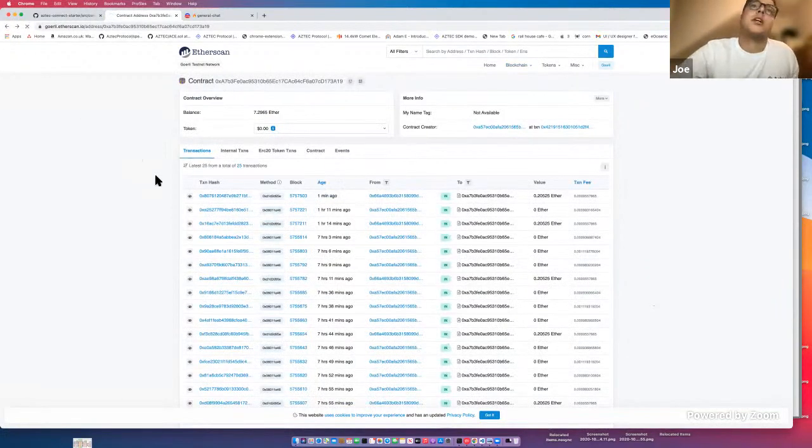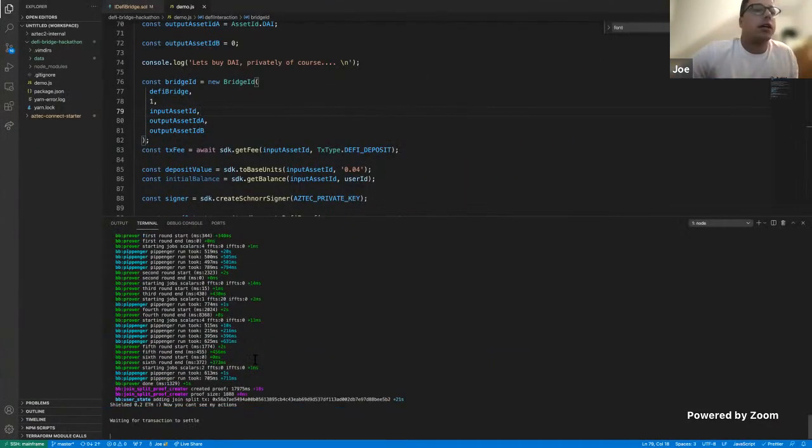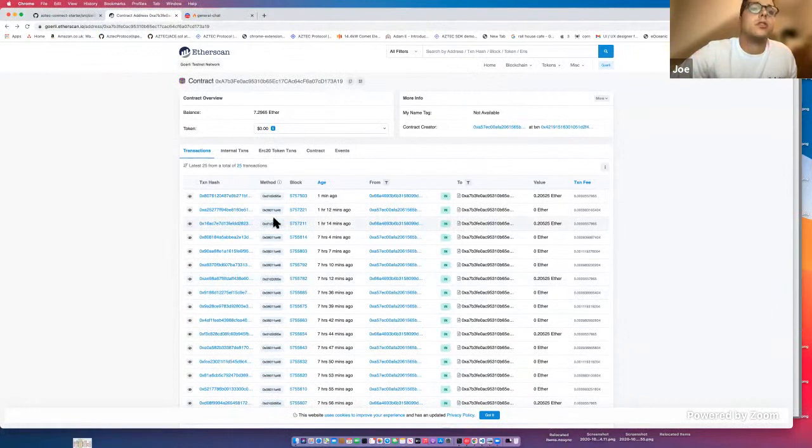So in a second, our rollup provider will spit out a rollup, and I'll get my ZK ETH, and then we'll be able to use that in a bridge contract. One second.